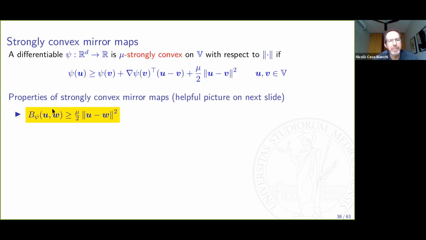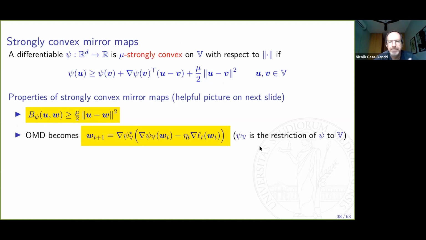Strongly convex mirror maps induce Bregman divergences that are always at least as large as these terms over here. That's a simple property to check. So if you have a differentiable mirror map which is strongly convex with respect to the squared norm in this sense, then your induced Bregman divergence will have this property here. It behaves like a squared norm.